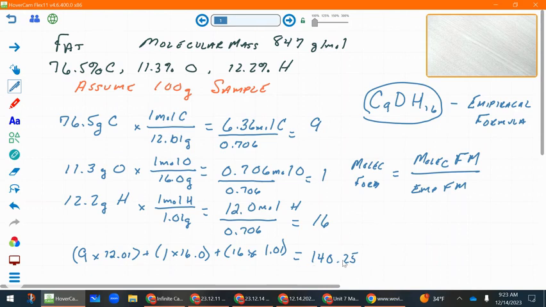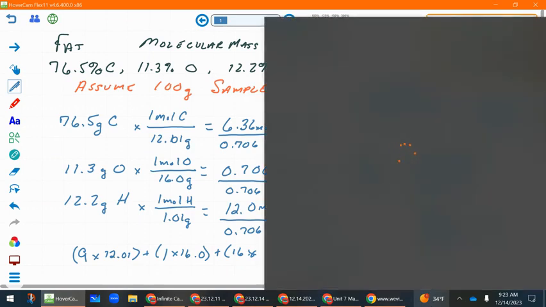Did anybody confirm that my mass is 140.25, please? Yes. Okay, so now we take this 847 divided by 140.25. How many times bigger is our molecular formula compared to our empirical? Someone, please. 6. These two, when you divide them, come out to be 6, or at least very close, correct?